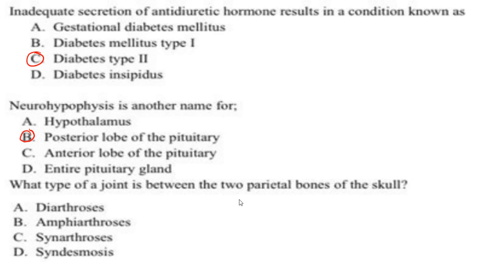What type of joint is between the parietal bones of the skull? So we are just talking about the suture between the parietal bones of the skull, and the answer here is just the syndesmosis. When you talk about the syndesmosis, these are just the type of joint that allows only little movement, if not no movement.